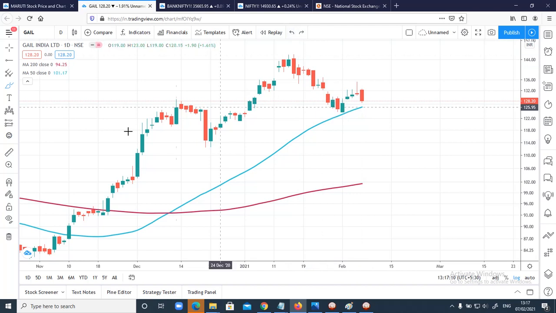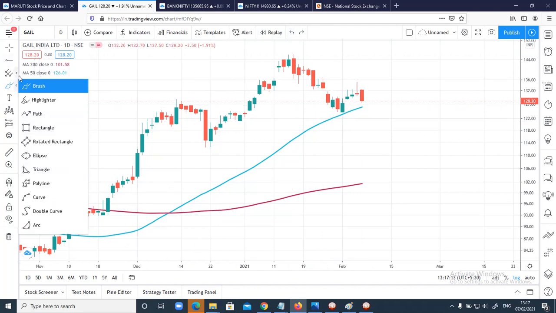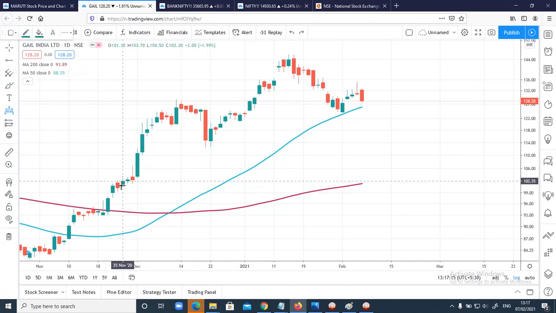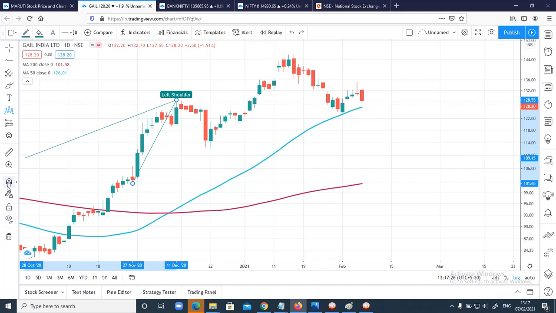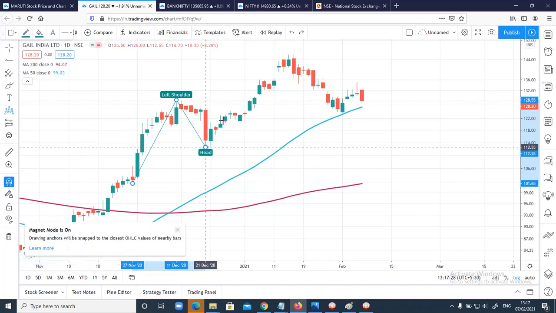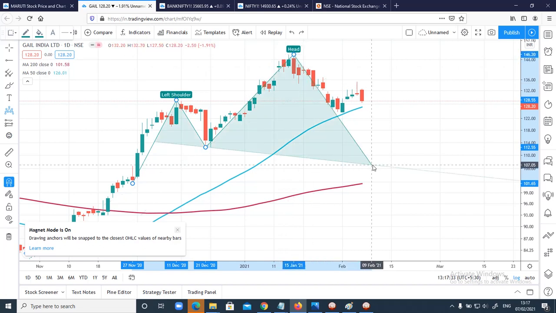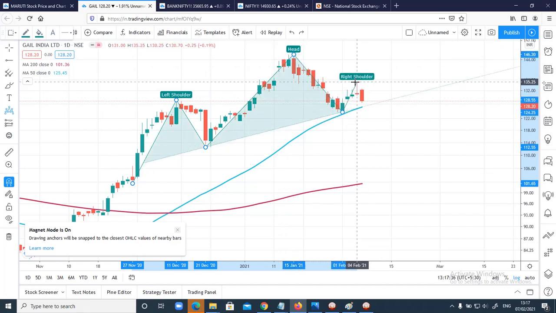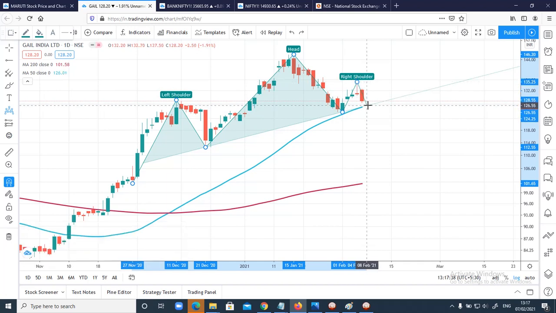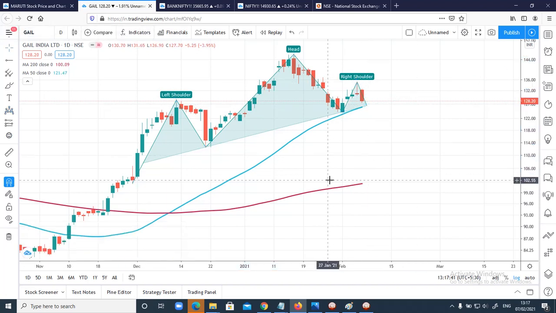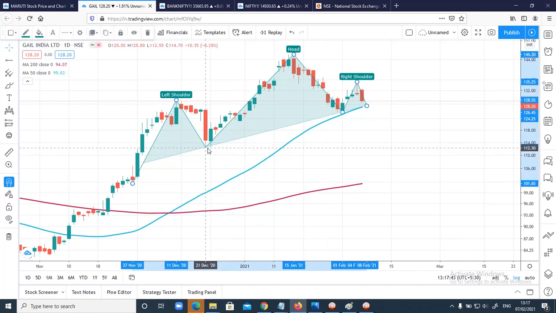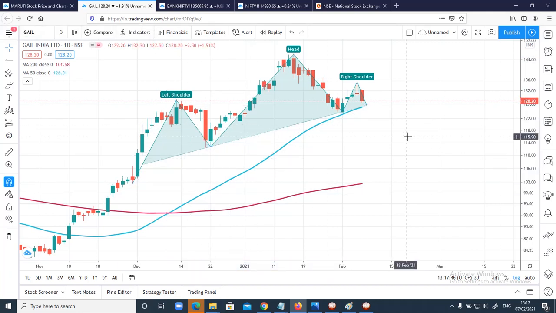The other thing, if you see, it has formed something like a head and shoulder pattern. I'll just show you. Okay, this is a beautiful head and shoulder pattern. Now, what is the plus point here? Let us talk about some advantages here. The first thing is in the right shoulder.